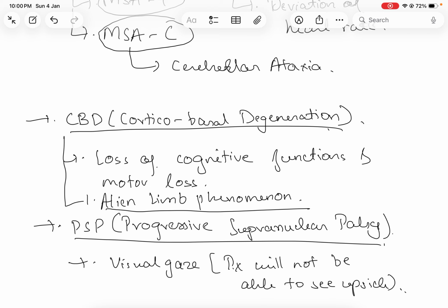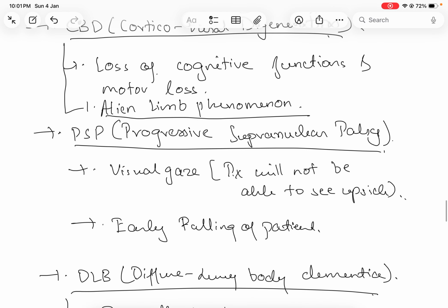Suppose I give you an example: the right hand will be completely at rest, where there is no movement seen in the right hand, and in terms of the left hand there will be complete movement seen. There will be no abnormality present in the left hand, and there is complete abnormality present in the right hand. Okay, so this is called alien limb phenomenon.